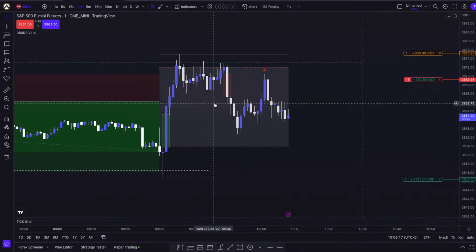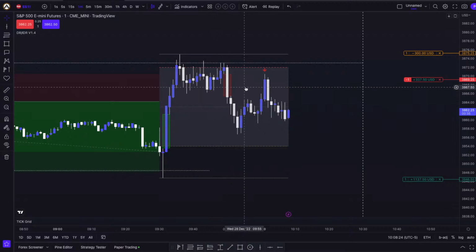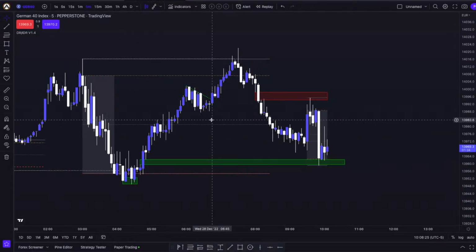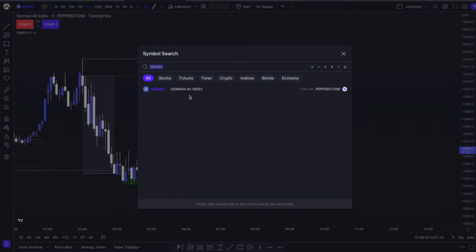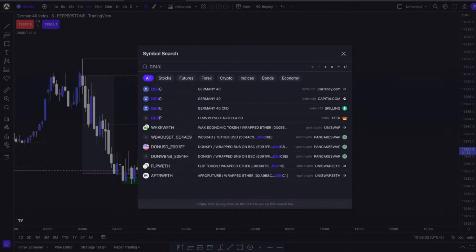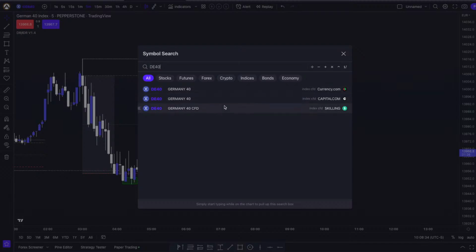But I can guarantee, did I hear you say that VWAPs and gaps only work on futures contracts? If so, why is that? That's simply because this is a CFD. So if you, for example, now look for German, I don't know, if you look for DE40, you have 3 different providers right here, and all of them are CFDs there.